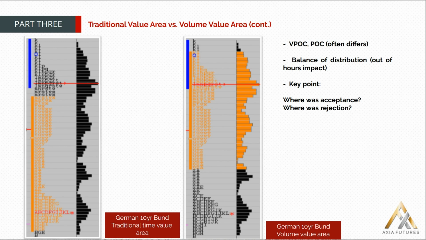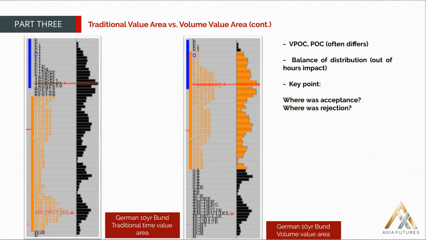Now, if you look at the distribution on the right, you can see instead of utilizing time to determine the value area, we've used volume to determine value area. So we've said basically where buyers and sellers have agreed to 70% of the day's volume, that will be the value area for the day. So you can see the first major difference.